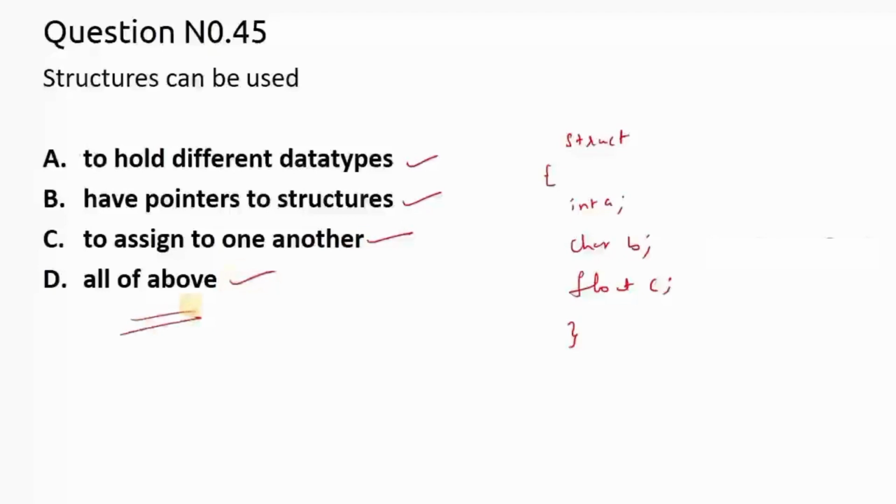So coming to question number 45. Why are structures used? Structures can be used to hold different data types. Yes, we can hold different data types in a structure. You can write like this, struct, then int a, char b, float c, like this. So here you can use it to hold different data types. To have pointers to structures, yes, we can have pointers to structures. To assign one to another, we can assign like this also. So the answer is all of the above. So option D is the correct answer.